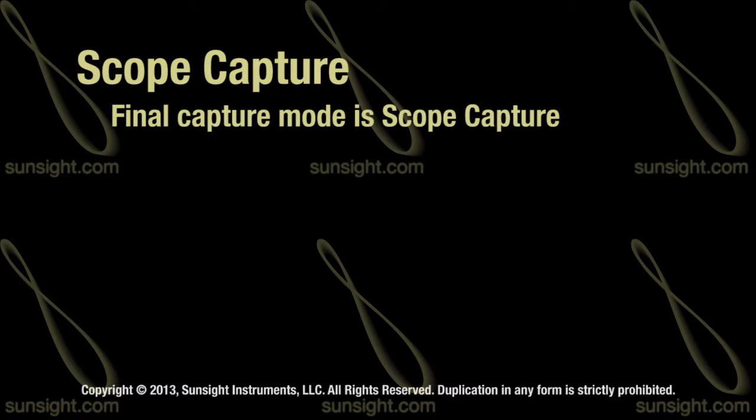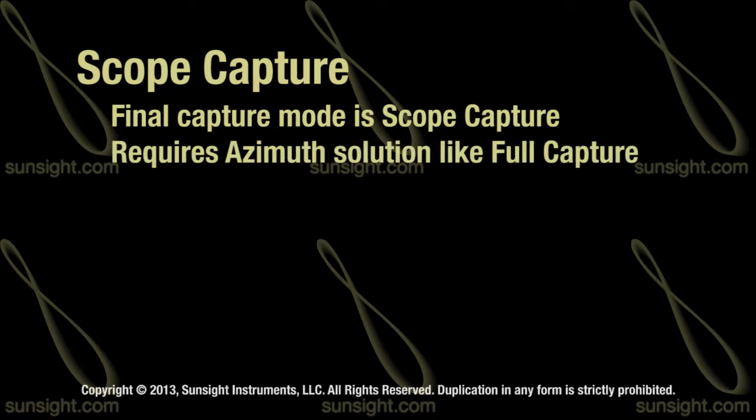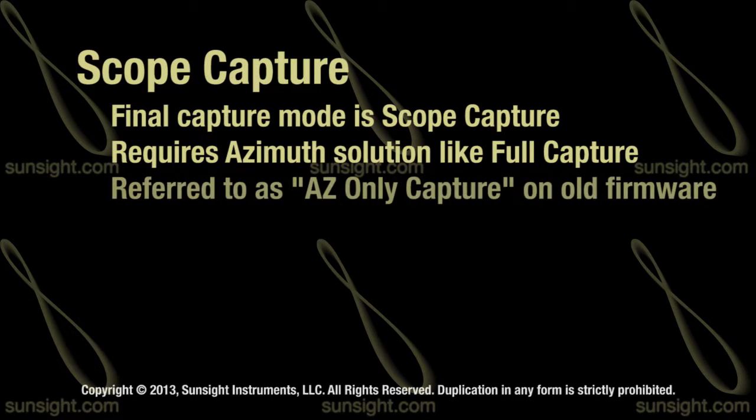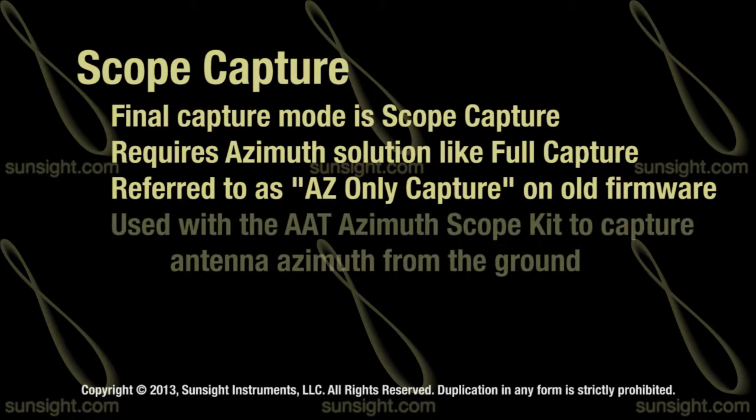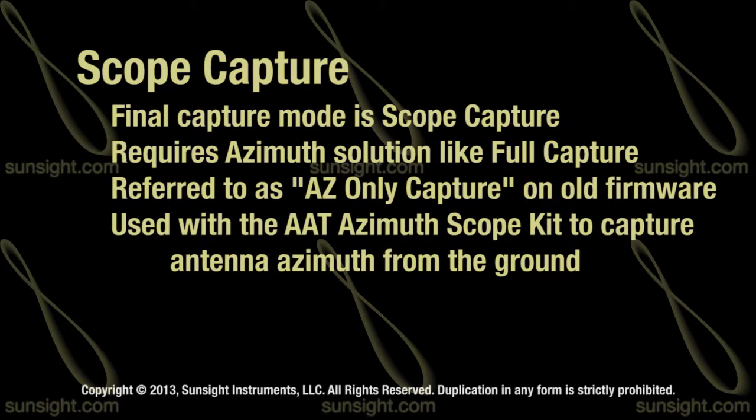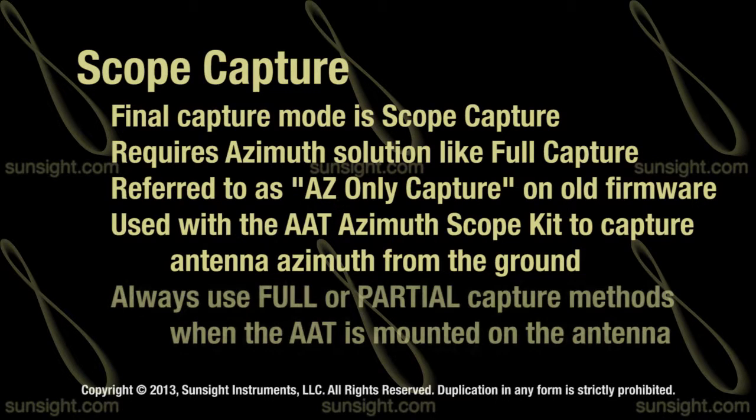The final capture mode supported by the AAT is Scope Capture. Like Full Capture, this option is only available when the AAT has an azimuth solution. On older firmware revisions, Scope Capture was referred to as AZ-only capture. Scope Capture is used in combination with the AAT Azimuth Scope Kit, an option that allows ground-based azimuth capture for antennas. When the AAT is attached to an antenna, either the full or partial capture method must be used, since scope captures do not store tilt and roll information.